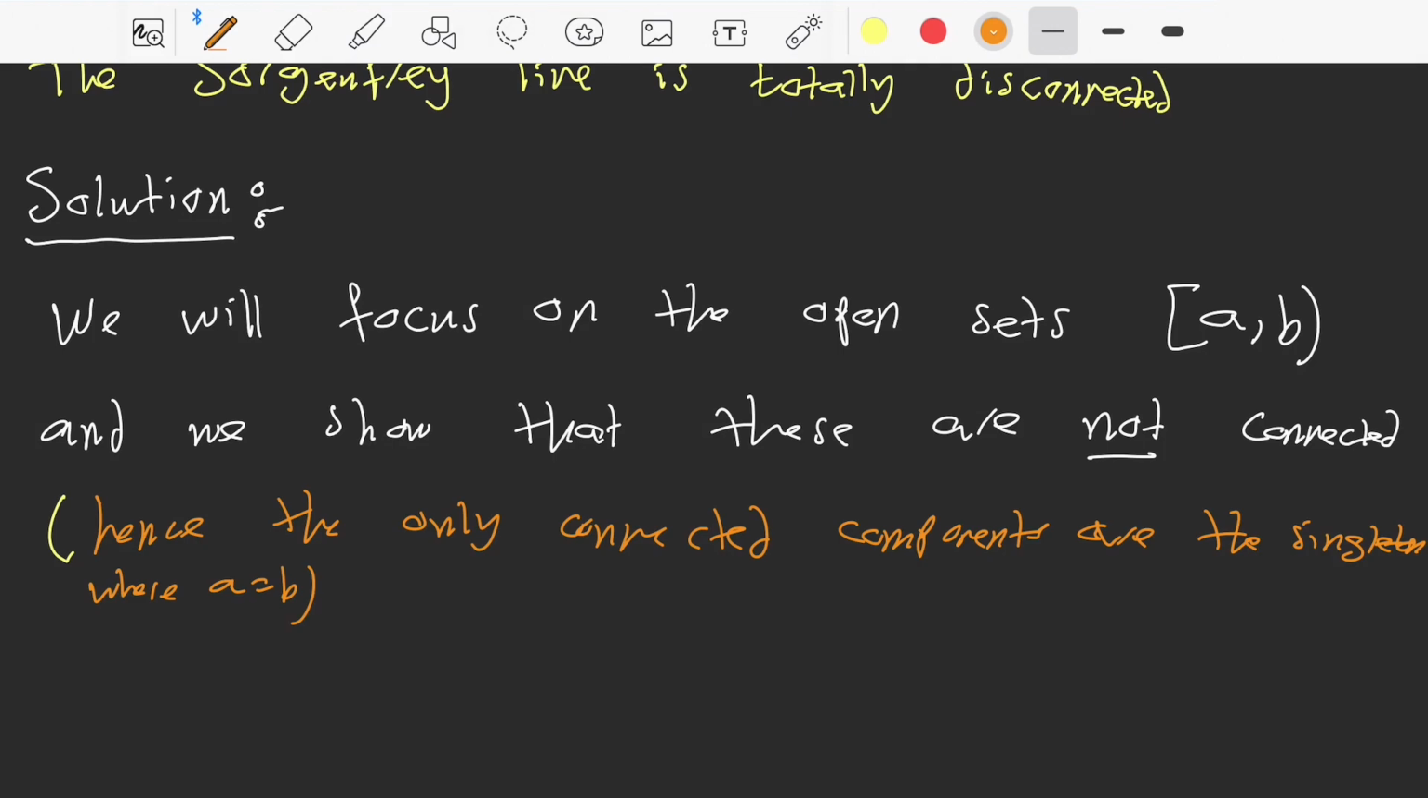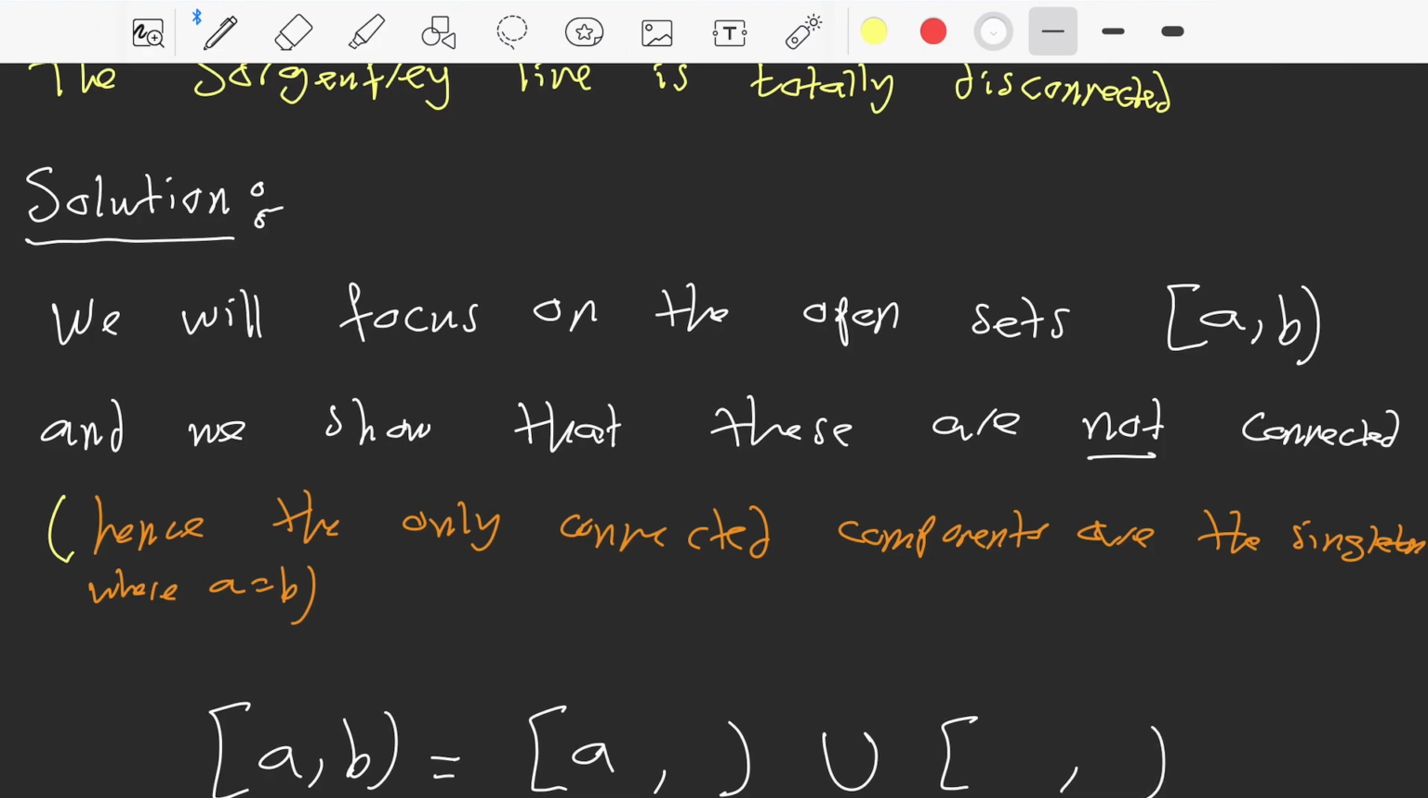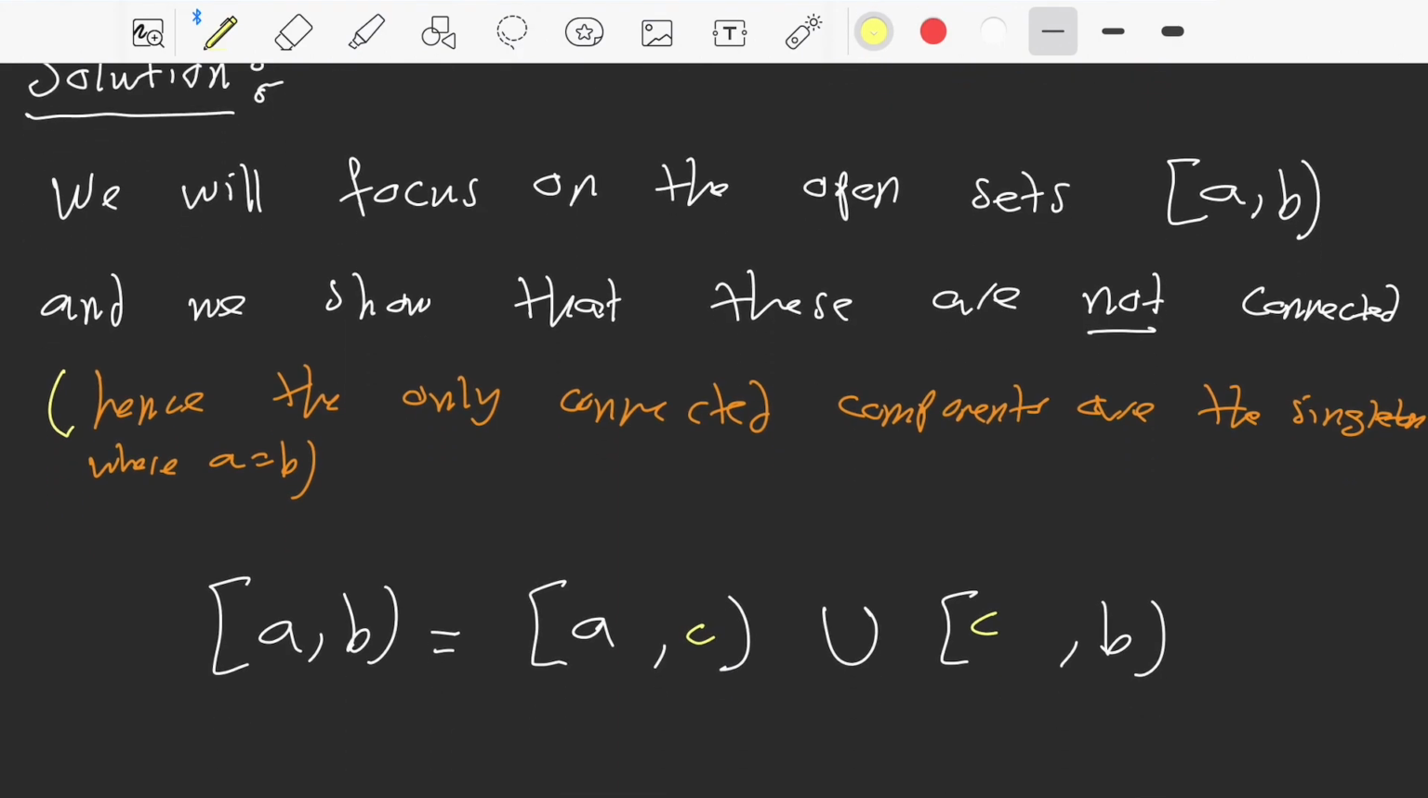We only need to prove that those intervals, semi-open intervals, are not connected. So I need to write them as a union of two disjoint sets, and both of those two disjoint sets are open. So what we will do is very easy here. I will write them as this one union this one up here. So I will go from A to B, and if you can check with me, if we put C here, this is exactly two disjoint sets.